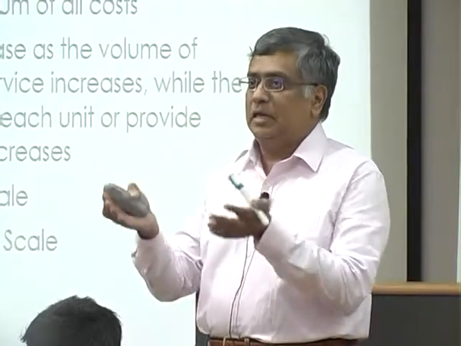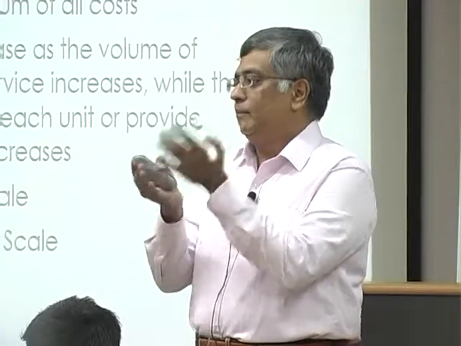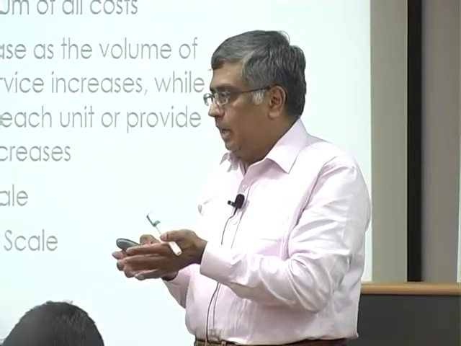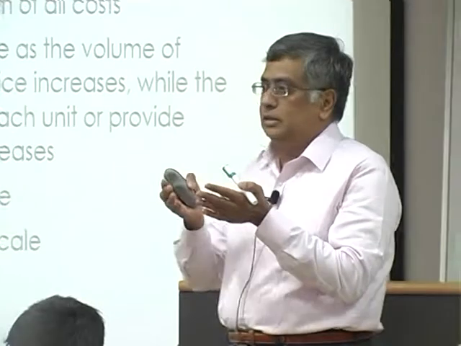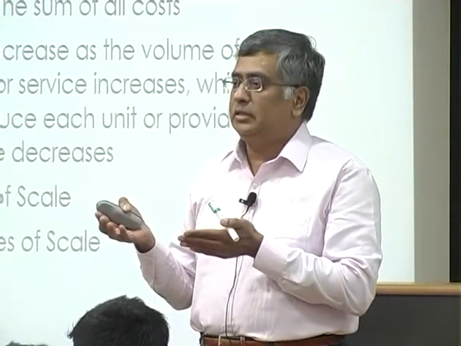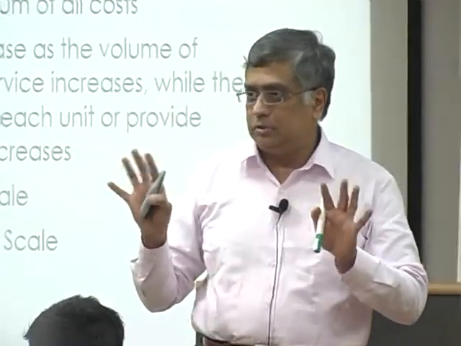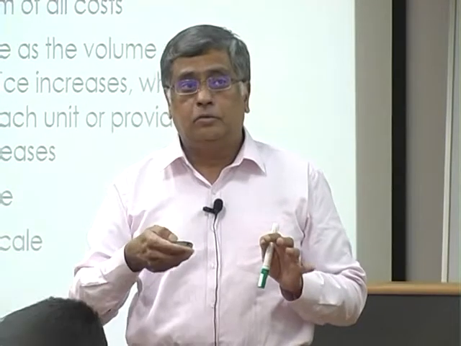So, the economies of scale is the activity level over which, with increasing activity, the cost per unit goes down. And then diseconomies of scale is the next level of activity where, with increasing activity, the cost per unit starts to go up. Make sense? Diseconomies and economies of scale.